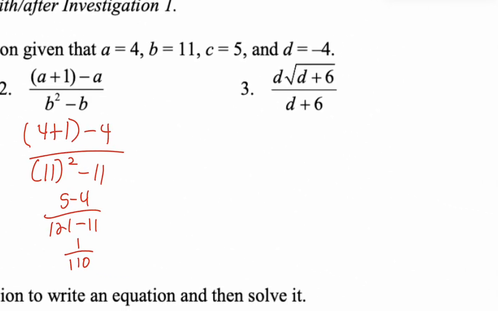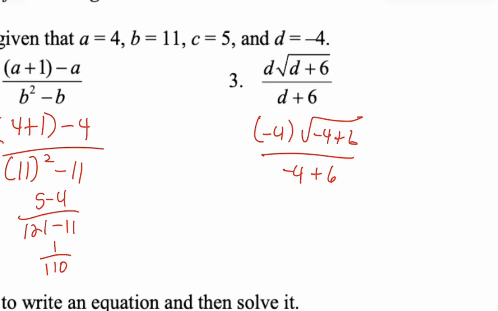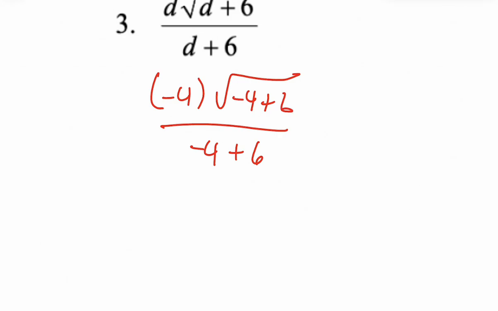Now we move on to 3. This time we're actually plugging in a negative, so watch that. This is going to be negative 4, the square root of negative 4 plus 6, over negative 4 plus 6. You're just going to do it very quickly. As you can see, that top is still going to contain a square root of 2, because you're going to get that value of 2 inside there. You're just going to leave it alone.